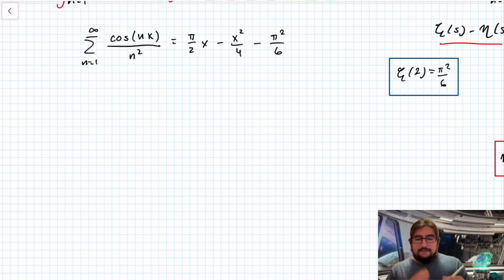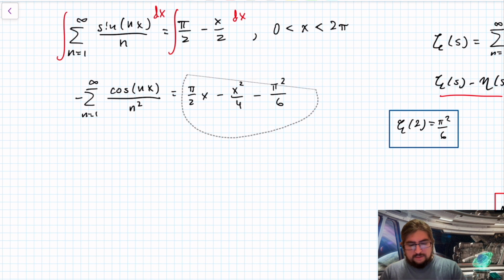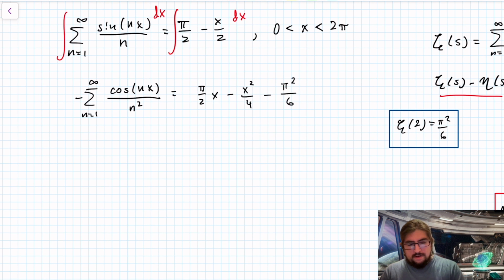But anyways, that aside, let me move some things around just a little bit here. So let's multiply both sides by negative 1. Now let's integrate both sides with respect to x.